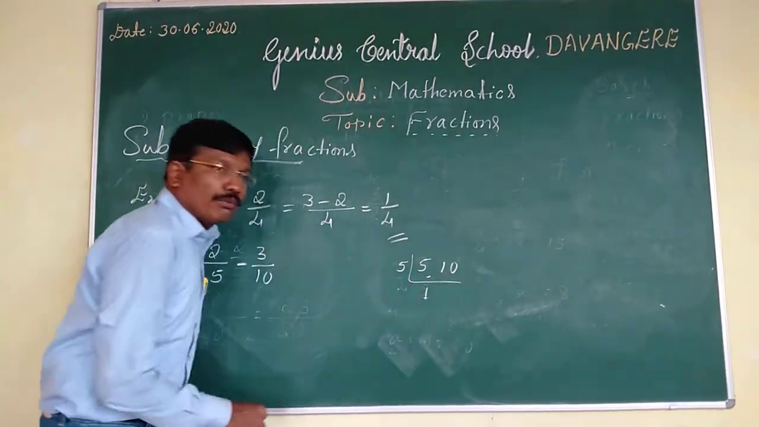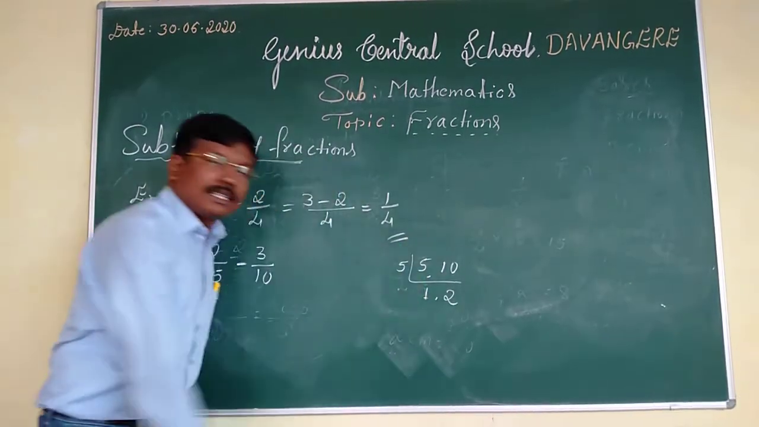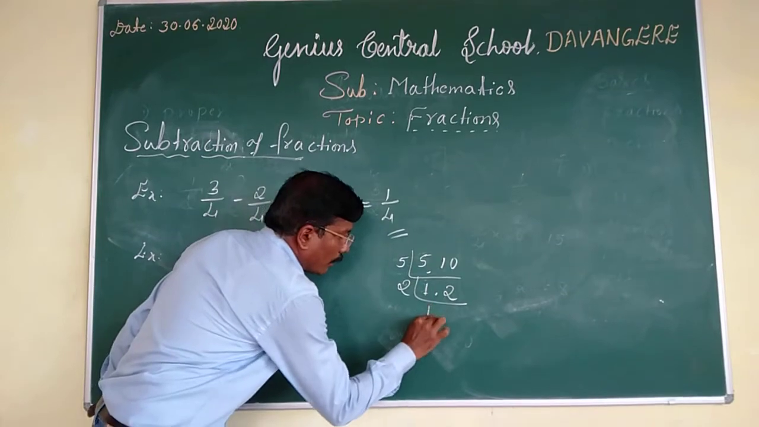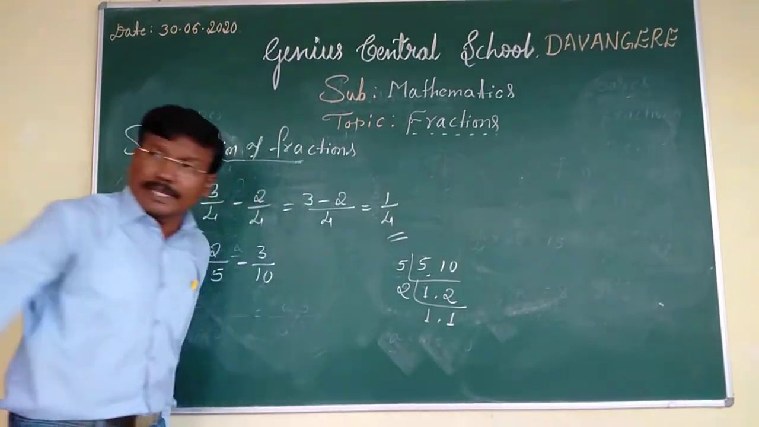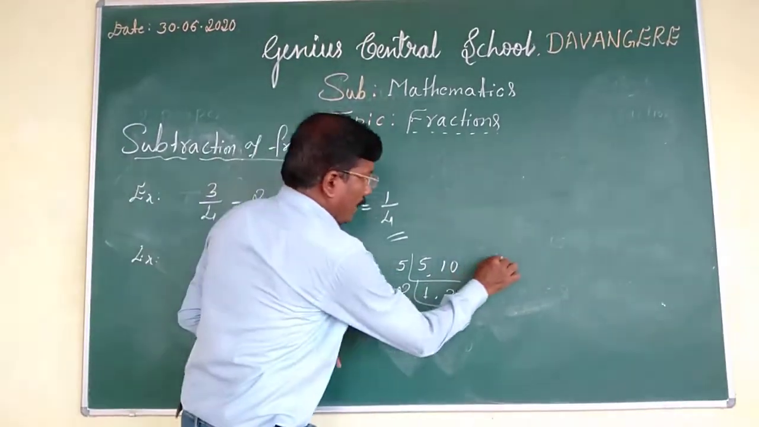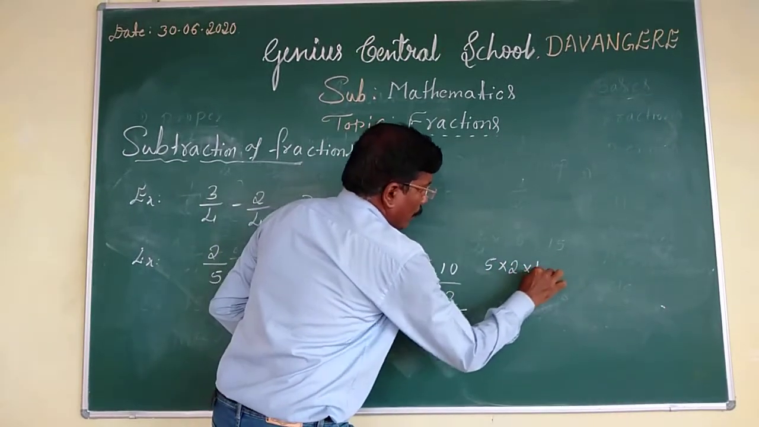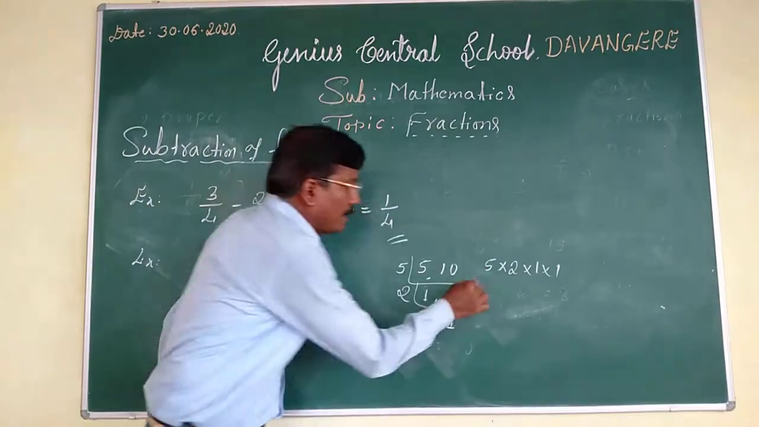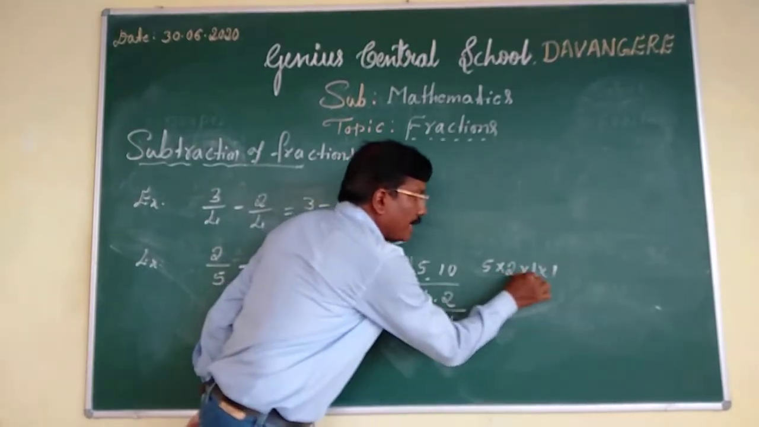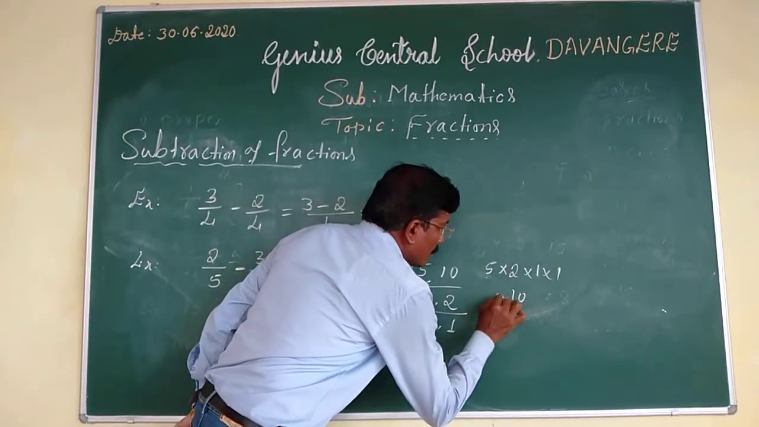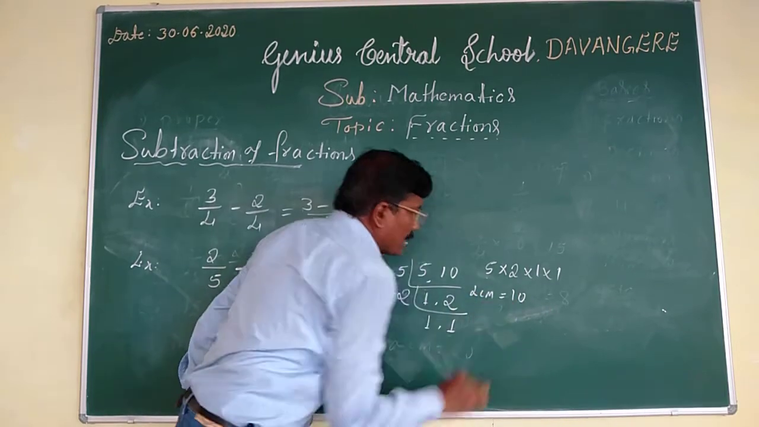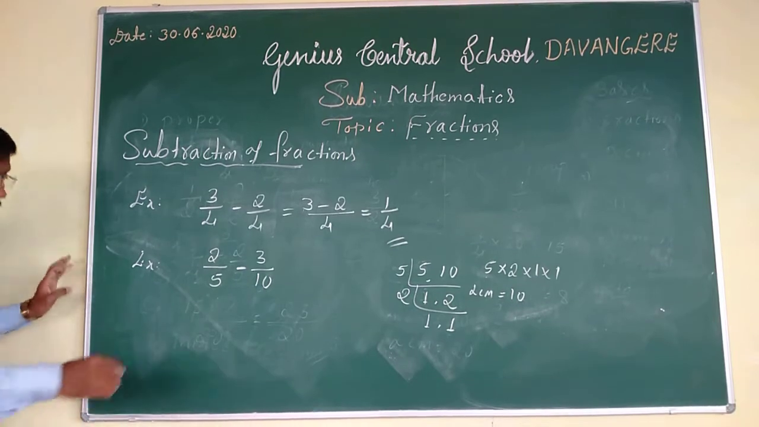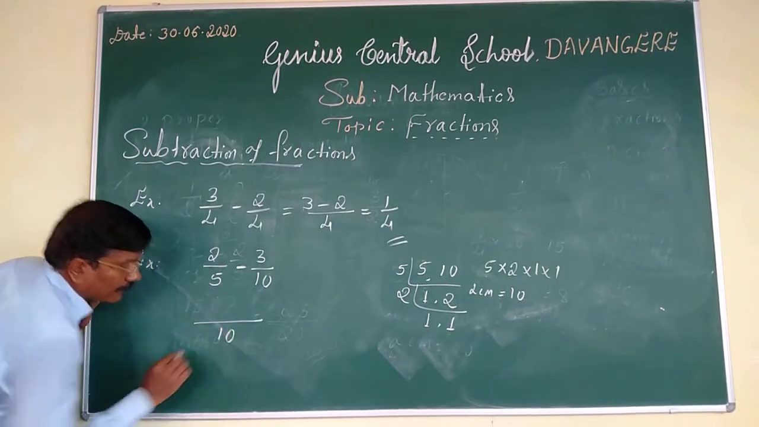5 1s are 5, 5 2s are 10. Correct? Again, 1 stays as it is. 1 2s are 2. Correct? Then 5 into 2 into 1 into 1. So then 5 2s are 10, 10 1s are 10. This is 10. That is called LCM. Correct? What is the LCM of 5 and 10? 10. Put it here, 10.